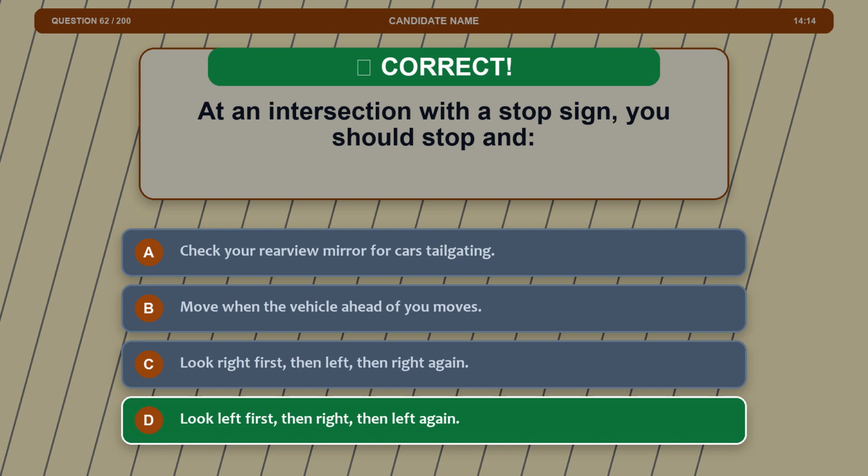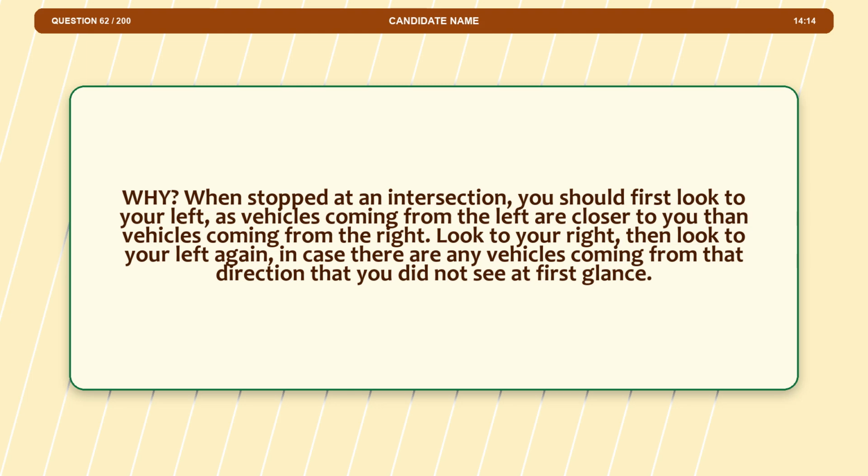The correct answer is option D. Look left first, then right, then left again. Explanation: when stopped at an intersection, you should first look to your left, as vehicles coming from the left are closer to you than vehicles coming from the right. Look to your right, then look to your left again, in case there are any vehicles coming from that direction that you did not see at first glance.